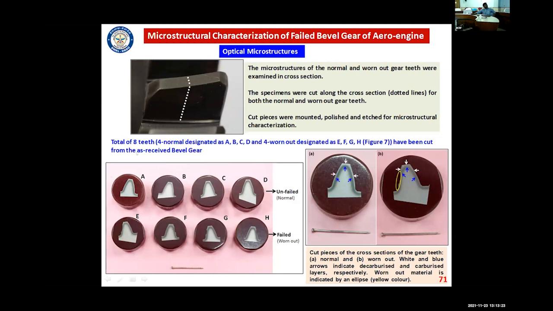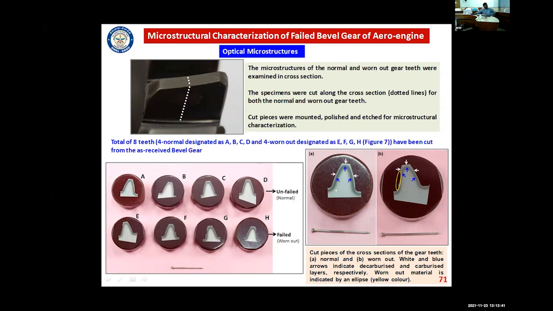Out of the 31 teeth, we selected 4 normal teeth which are not damaged, and 4 damaged teeth. After cutting these teeth, we mounted, polished, and etched them, where you can see that. These are the 4 teeth designated as ABCD, and these are designated as EFGH.